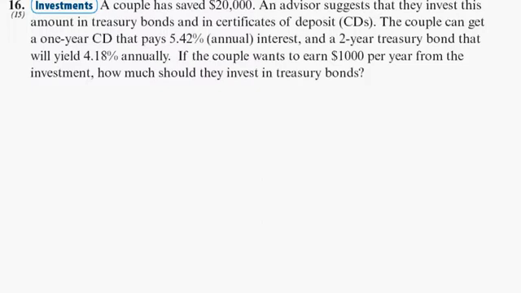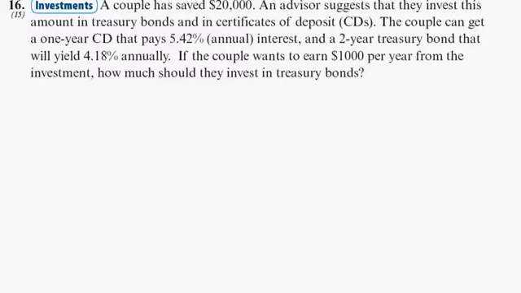You haven't done one of these problems in a little while, so I thought I'd work it for you so that you can refresh your memories. It says a couple has saved $20,000. They want to invest the $20,000 in two locations. One is treasury bonds, the other one is in CDs.